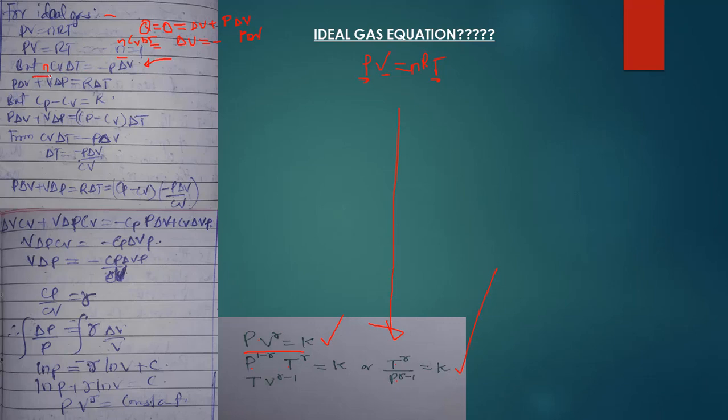So is what wamekuja kusimplify, wameandika hapa kwamba CV change in T, kumbuka tulisema 1 mole, so n is equal to 1. nCV change in T ni sawa na negative P change in V. It's what wameileta hapo. So for 1 mole n inakuwa imetoka. So una CV change in T is equal to negative P change in V.